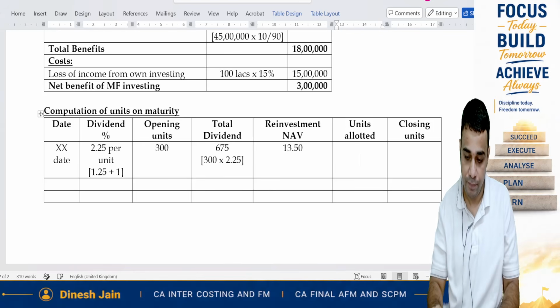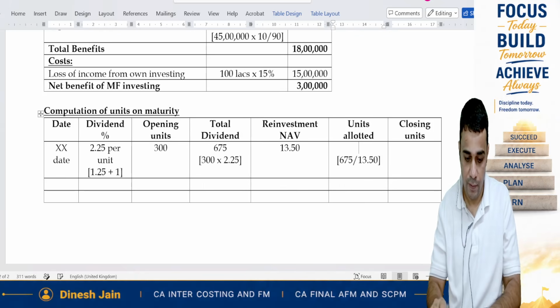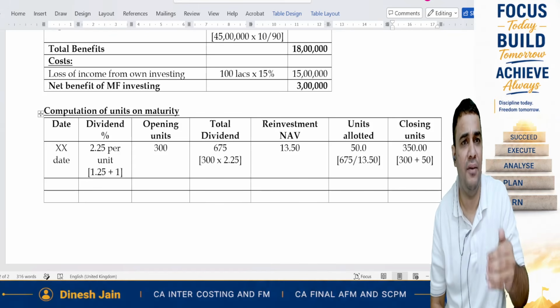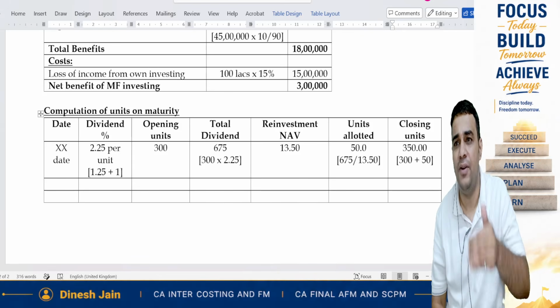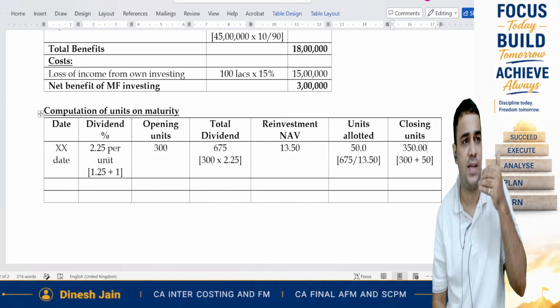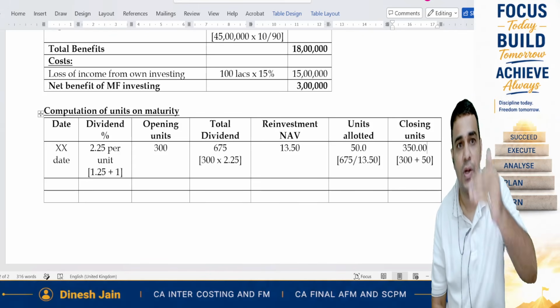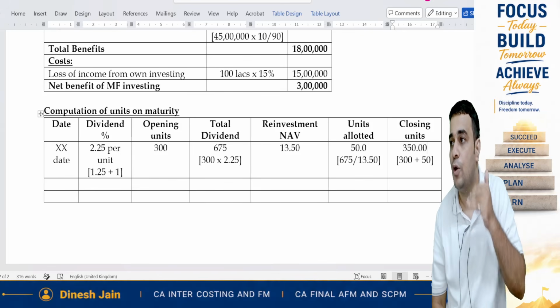Divide 675 by 13.5. The closing is 300 plus the units allotted. There can be a second dividend on another date, a third dividend, fourth dividend, fifth, sixth, seventh, eighth. We have one problem where there will be 4 dividends. First you do, second you do, third you do, fourth you do.